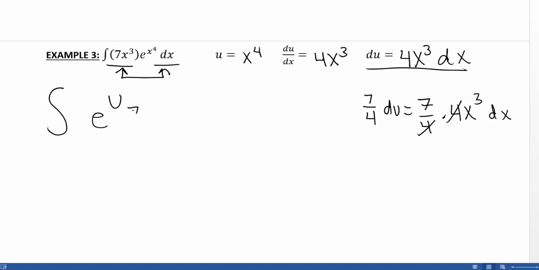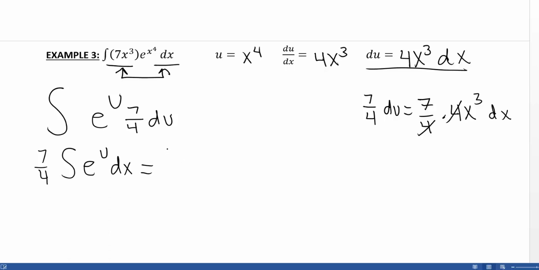So that means I'm going to substitute in a 7/4 du. Again, I need everything to be in terms of u in order to successfully finish my integration by substitution problem. If there are any x's left at all, I won't be able to do this. So I'm going to pull my 7/4 out to the front. Again, you don't have to pull it to the front. That's just a matter of preference.